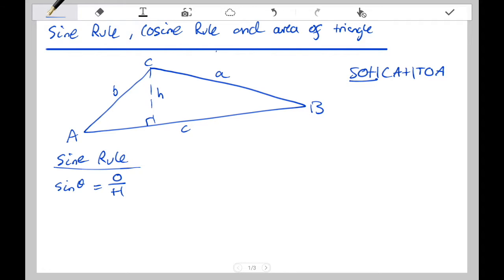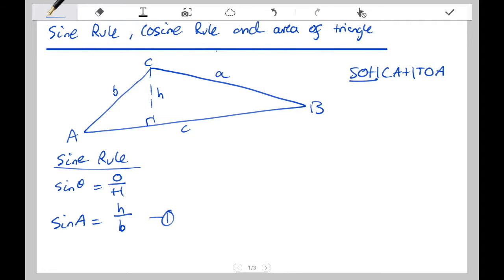Well, what we're going to do is we're going to look at what sine of big A is equal to. And we can see from the triangle that we've got this right angle triangle here, and if we want sine A, we want the opposite side, which is h. We want that to be divided by the hypotenuse, which is little b. We're going to label that one.